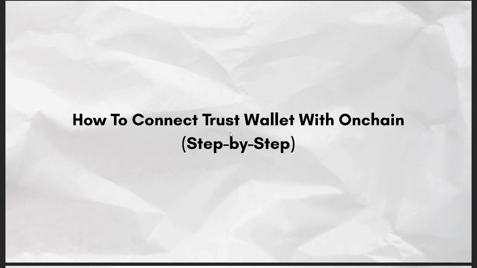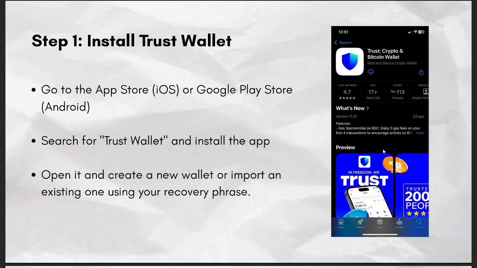Hey everyone, in this video, I'm going to show you how to connect Trust Wallet with Onchain step by step. So step number one is you have to install Trust Wallet. Just go to the App Store for iOS or Google Play Store for Android, and then search for Trust Wallet and install the application from here. And then just open it and create a new wallet or import an existing one using your recovery phrase.